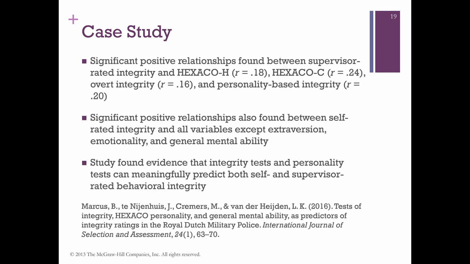The researchers found that there were significant positive correlations between supervisor-rated integrity and honesty, humility, conscientiousness, overt integrity, and personality-based integrity. They also found significant positive correlations between self-rated integrity and all integrity tests, honesty, humility, conscientiousness, agreeableness, and openness to experience. They did not find relationships between self-rated integrity and extroversion, emotionality, or general mental ability.